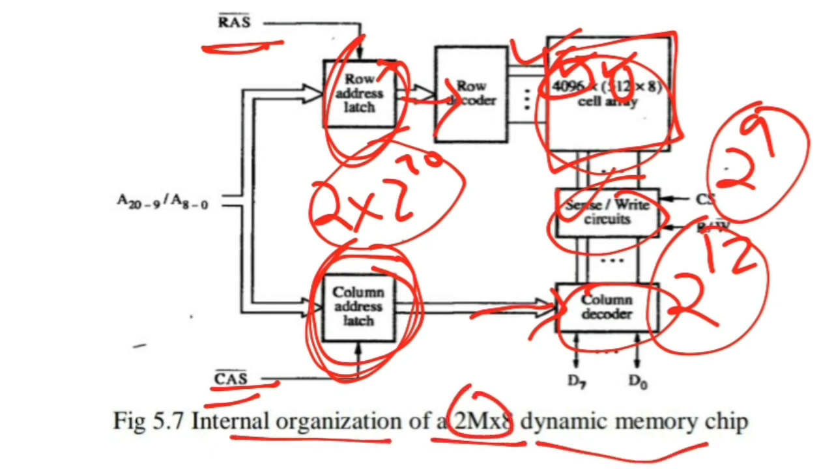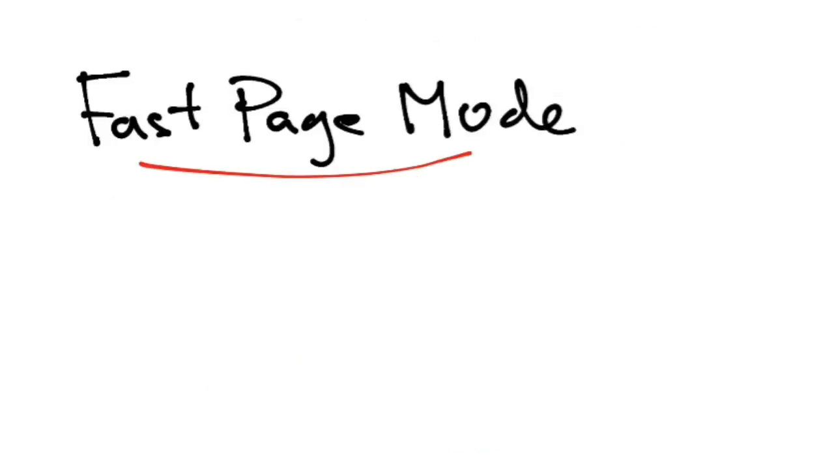You need to remember 2M is for this one. 2M is divided into rows and columns, and 8 are the inputs going inside. D0 to D7 are the inputs, which are 8 inputs. Fast page mode. What is fast page mode?